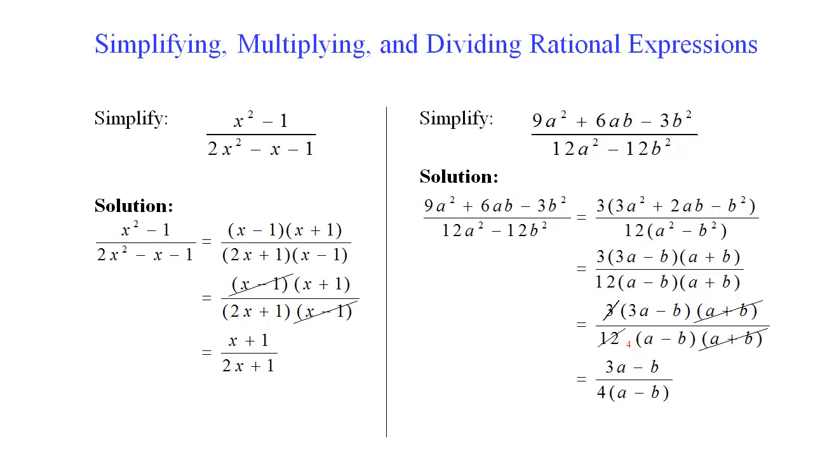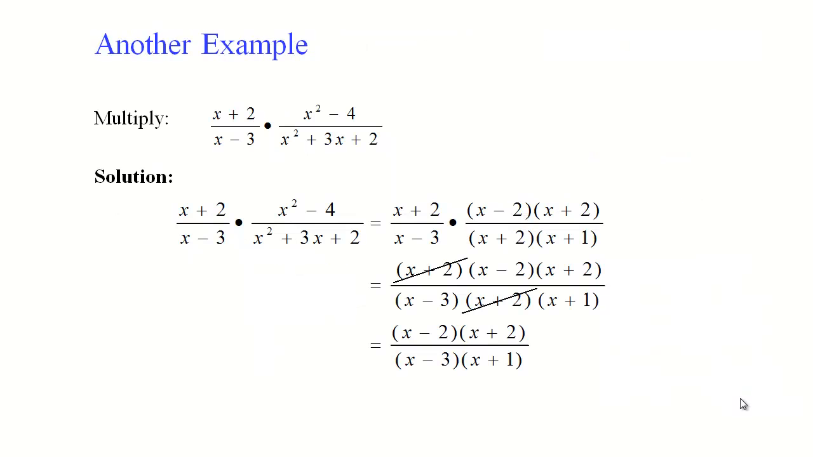You might as well leave things factored out rather than writing it as 3a minus b over 4a minus 4b. The reason why is there might be something else you need to do to this. You might need to graph it. You might need to solve for various things. You might need to multiply it by something else or divide something by it. Other operations, and it's always going to be easier if you leave it factored out. Everything will be easier if you leave it factored out.